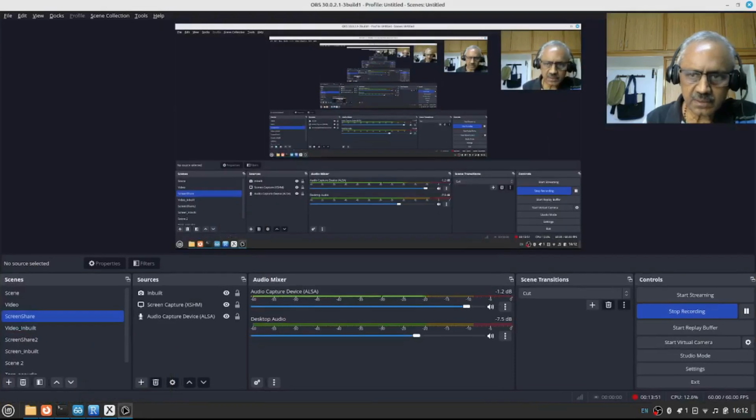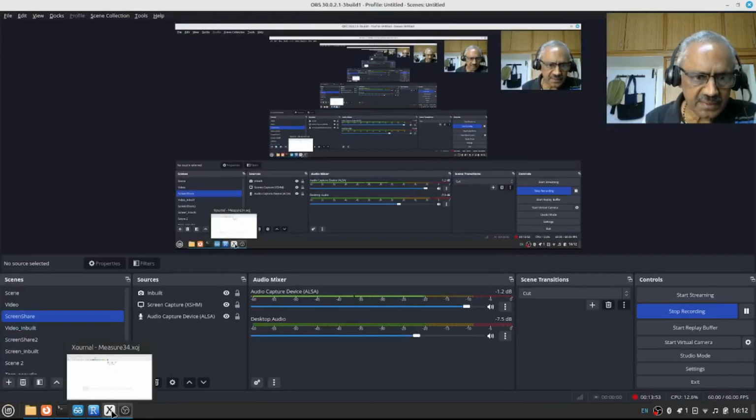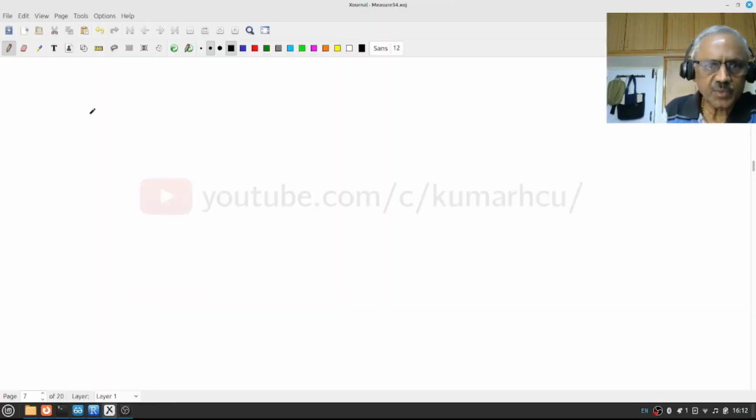Let me see, trick to screen share, yes. So next thing is we want to prove the Minkowski inequality.